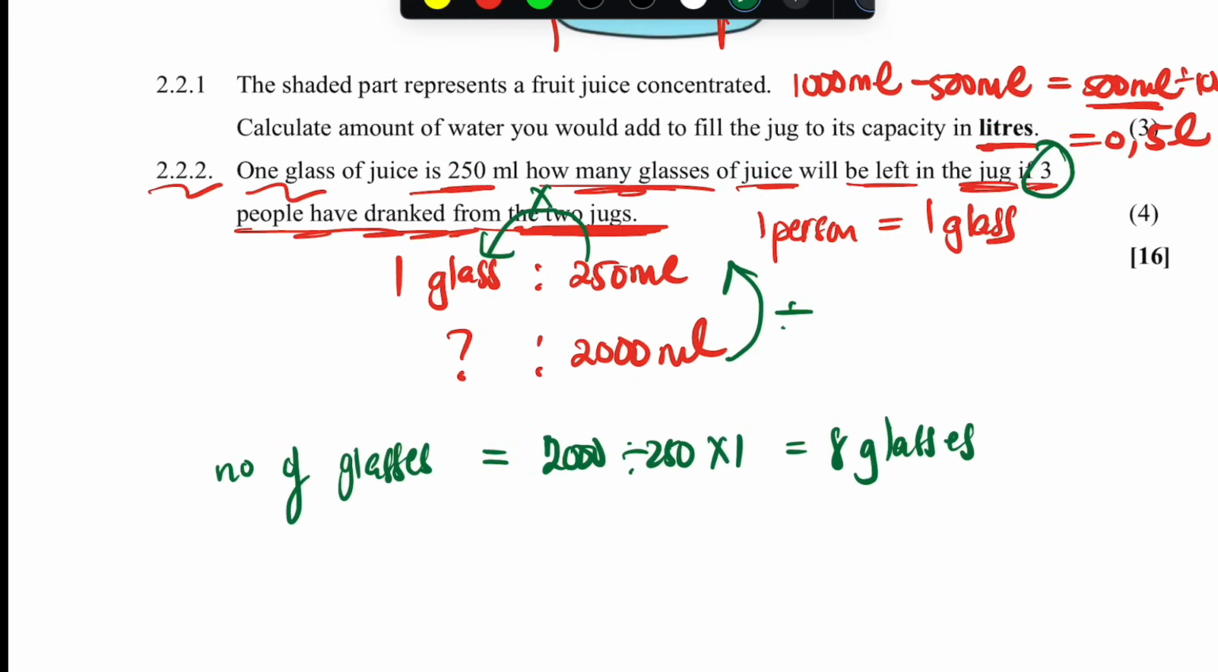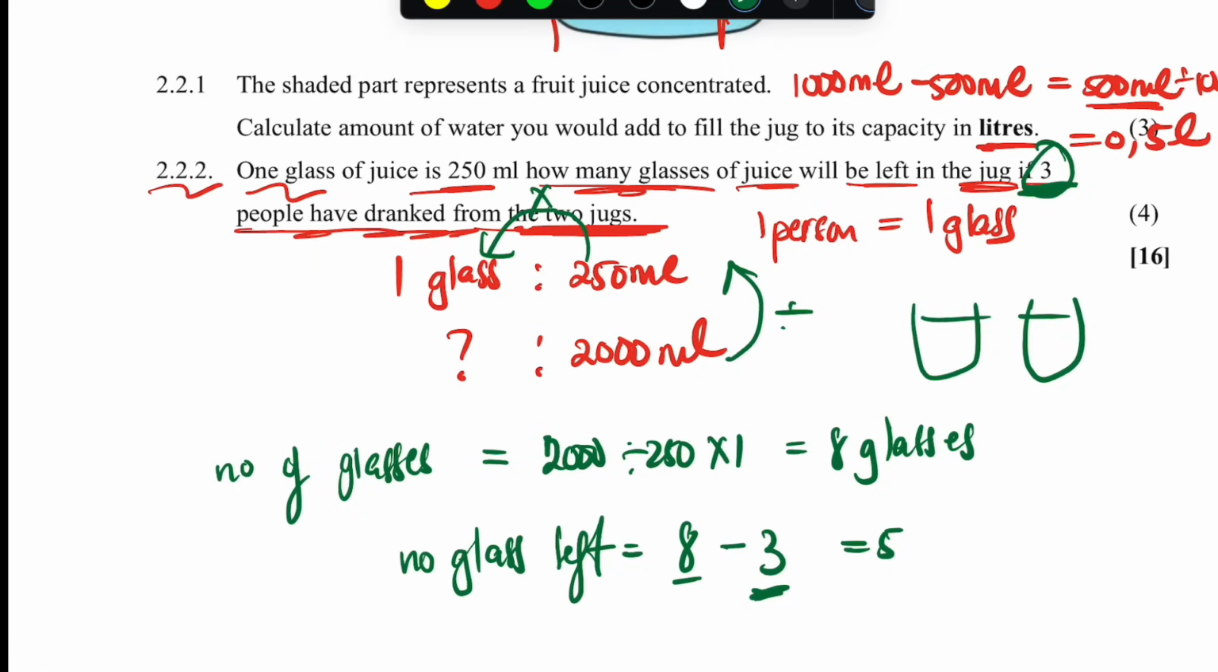So they say if 3 people drank from the 2 jars, so the number of glasses left, we say 8 minus what? 3. It's going to be what? 5. What do we minus 3? We minus 3 glasses for each person. There are 3 people, that means they use 1 glass per person. So there are 8 in the 2 jars. In the 2 jars, there are how many? 8 glasses that are there. So they drank 3. So there will be what? 5 glasses left. I hope I make sense by that.